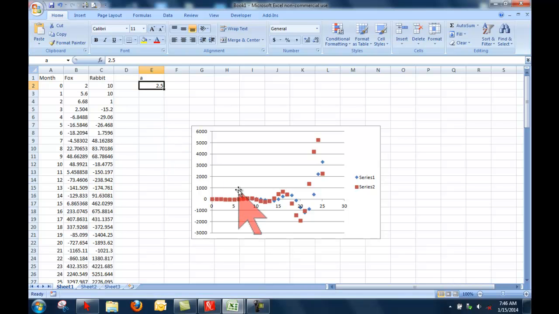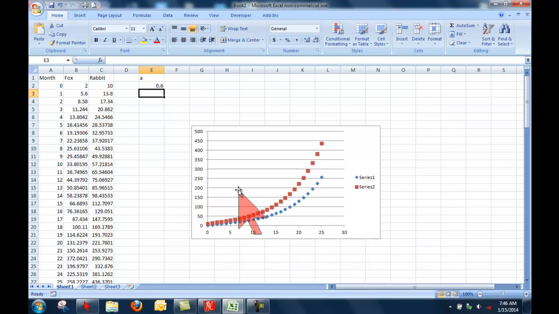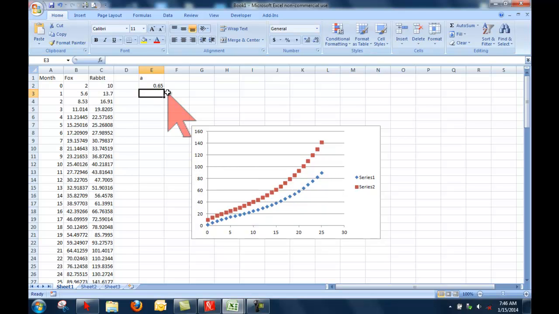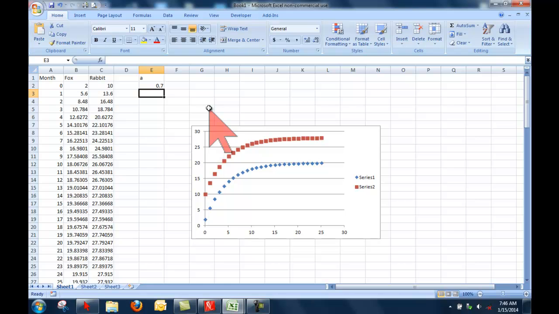So here it seems clear that the fox are badly overeating the rabbits. Let's go back down to 0.6 or something like that, where we had more reasonable numbers. And it seems like this is an uncontrolled growth situation. How about we try 0.65 and still growing, but less so. If I try 0.7, that seems pretty promising. I'm going up and leveling off.